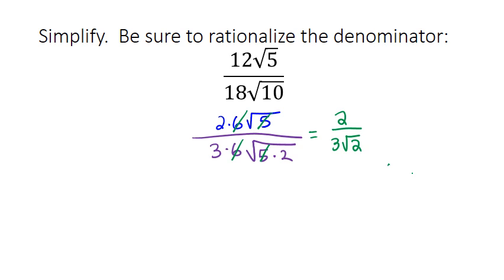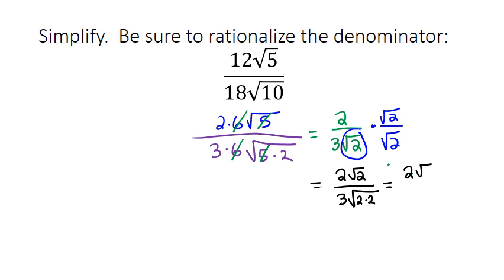Now we want to rationalize the denominator because we do not want a radical in the denominator. Since the radical in the denominator is root 2, we're going to multiply the numerator by root 2 and the denominator by root 2. When we multiply across, we have 2 radical 2 in the numerator, and we have 3 times radical 2 times radical 2 in the denominator. Remember, the whole reason why we multiplied by root 2 over root 2 is that the 2 could actually break out. So now in the numerator, we still have 2 radical 2, and in the denominator, we have 3 times 2 because our 2 can break out of our radical.